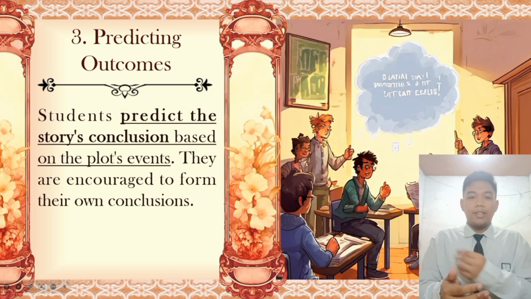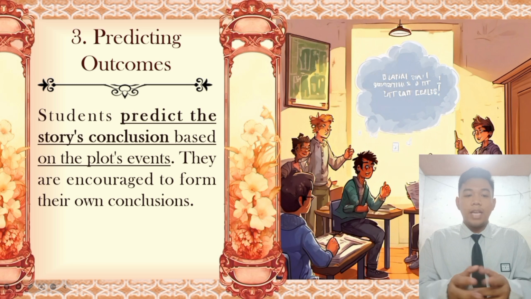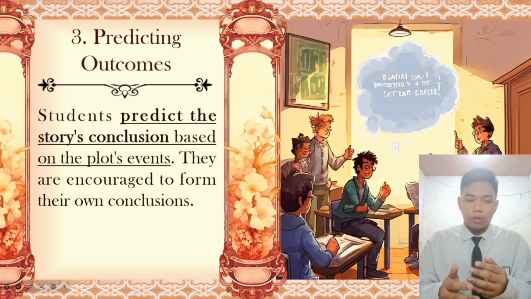Okay, so the third technique is predicting outcomes. So here, students predict the story's conclusion based on the plot's events. They are encouraged to form their own conclusions.